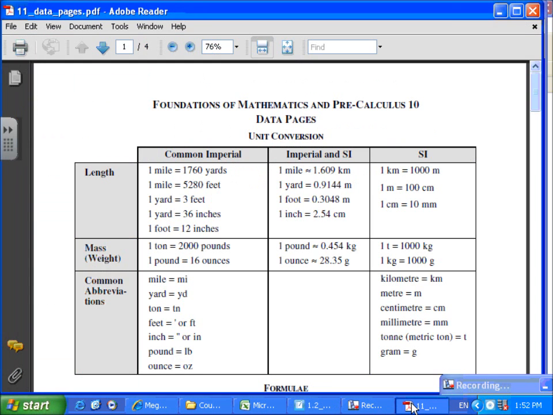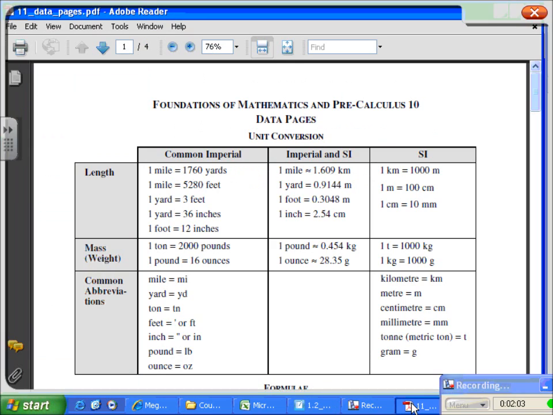So I've got my data booklet right here, and this is the imperial system. It's the first column in your unit conversion chart. Over here is your SI. We've already talked about that, and today we're going to be just dealing with these ones. A little bit later, next class, we're going to be able to go back and forth between these two systems. So here are some of the conversions that you have.